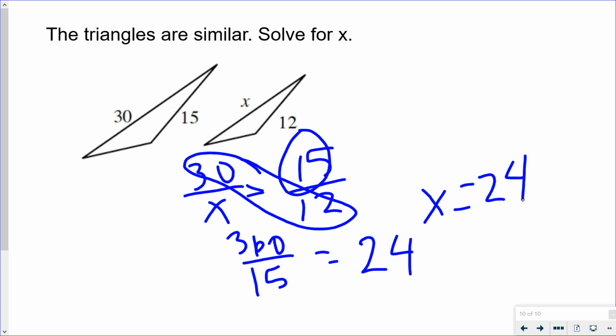So that is it for this lesson, and I hope you understand how to set up a proportion and actually solve for the missing sides.